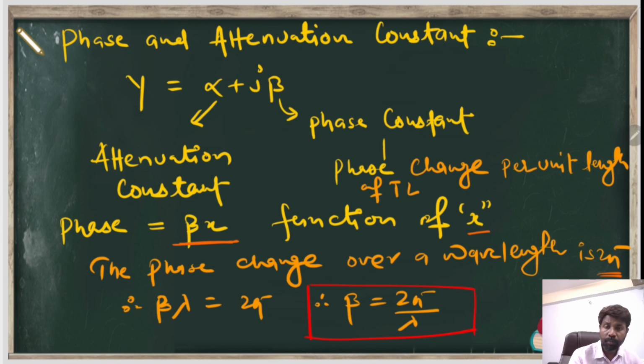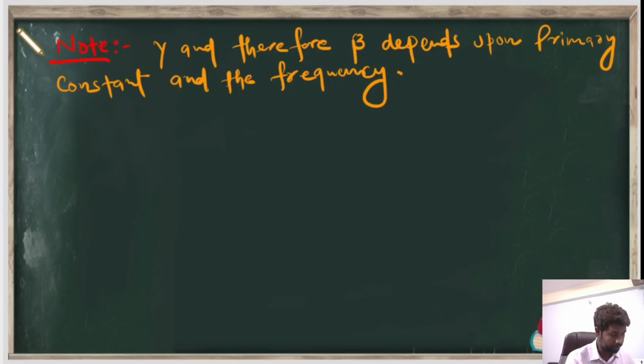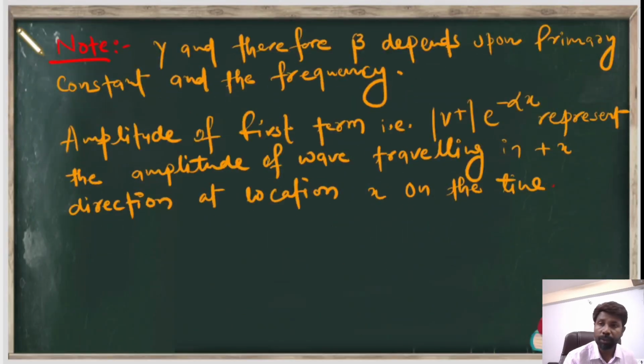If you calculate the phase change over a wavelength, the phase change over a wavelength is 2 pi. With the help of these equations, we are able to calculate the phase constant, and the phase constant is given by 2 pi by lambda. Gamma and therefore beta depend upon the primary constants and the operating frequency.